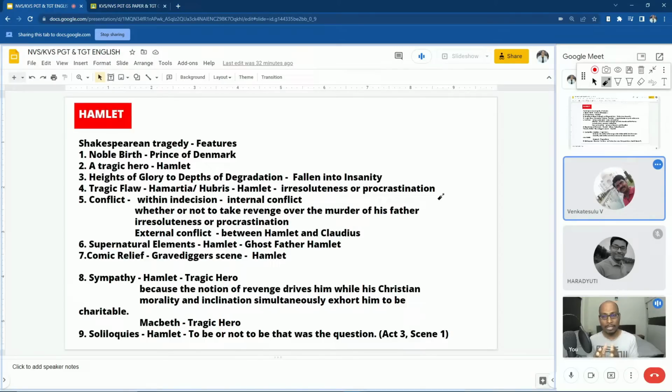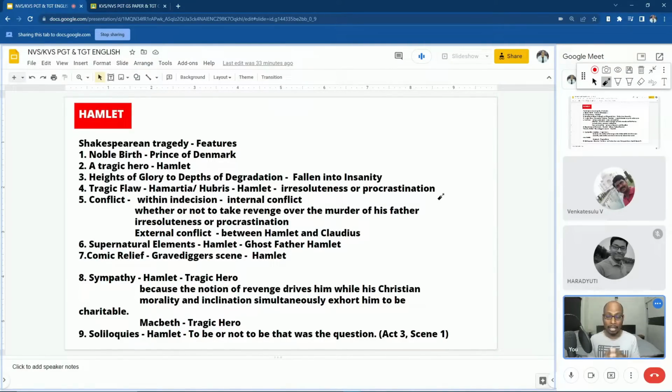Yes, sir, understood. Now, what is irresoluteness? He was not capable, or he did not have the power, to take a decision. Because when we want to take a decision, we need to be strong-minded, whether it goes right or wrong. If you are not strong-minded, we cannot take a decision. Irresoluteness: he doesn't have the ability to decide whether to kill Claudius or not. In one of the acts, he found Claudius praying alone. That was one of the easiest chances for Hamlet to avenge his father's death, but he was not able to take the decision.